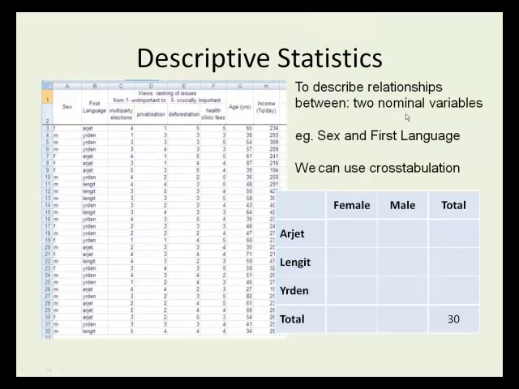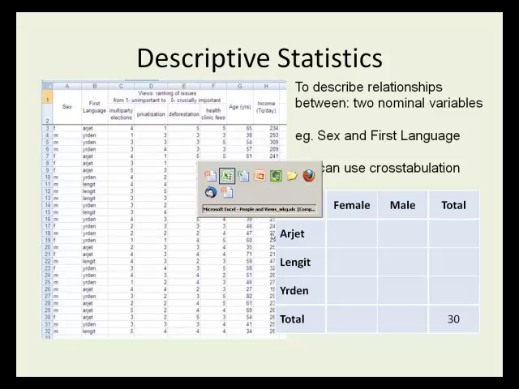To describe relationships between two nominal variables, we can't use things like means and medians because there are no numbers for these. The numbers at least are not meaningful. So we can't put them into order, we can't work out averages or correlation coefficients. What we can do with these is to use cross-tabulation, where you have a table like this, where the categories in one nominal variable are down here, it's language, and the other, which is sex, are along here. And you simply count how many female Arjets there are, female Lenggits, and so on. And you look for patterns in a way that I'll show you in a moment. First of all, how to get these in here.